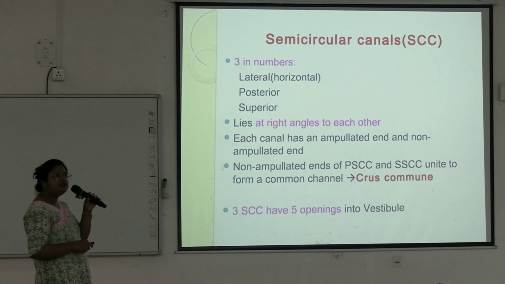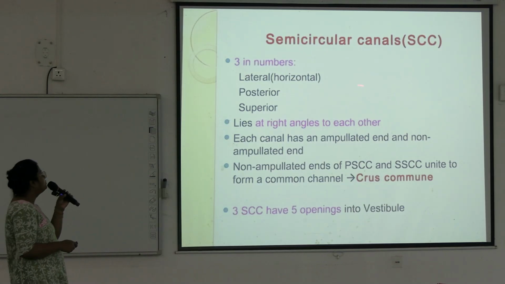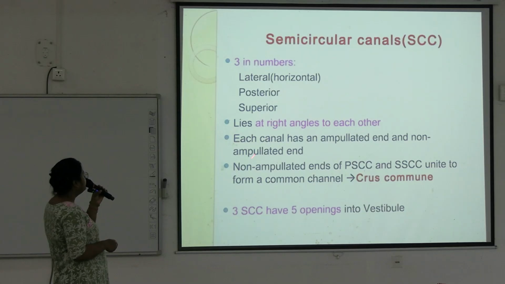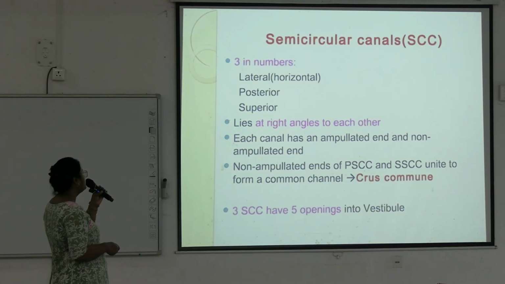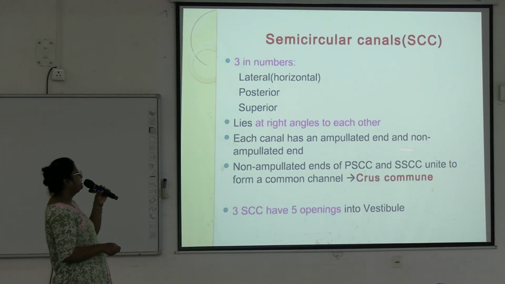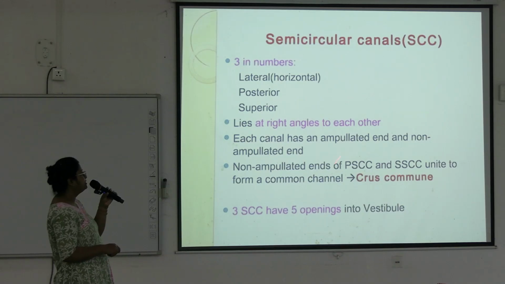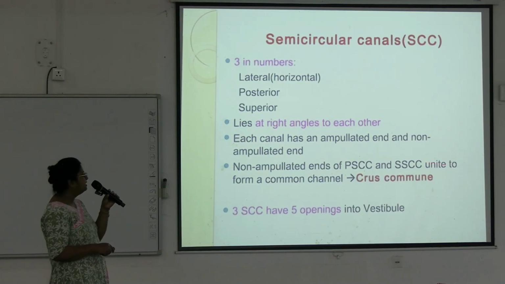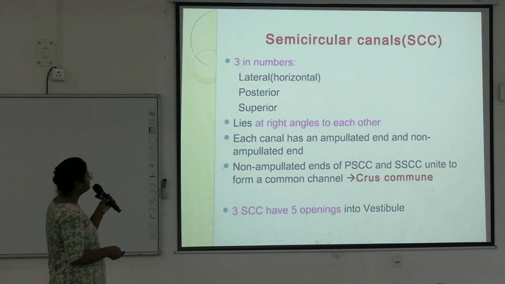Next we are going to the semicircular canals. They are 3 in number: lateral or horizontal, posterior and superior. Superior is also called anterior. These 3 semicircular canals lie at right angles to each other. And each canal has an ampullated end and a non-ampullated end. Non-ampullated ends of the posterior and superior semicircular canals unite to form a common channel known as the crus commune. And these 3 semicircular canals have 5 openings into the vestibule.